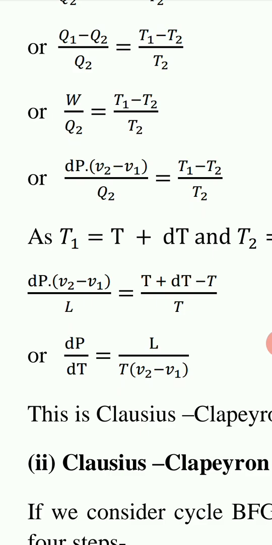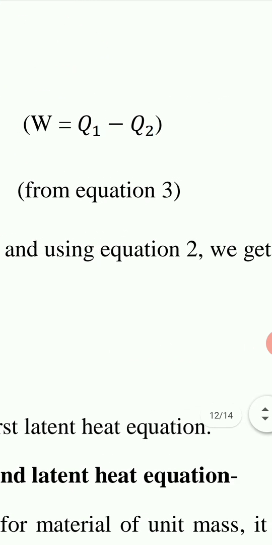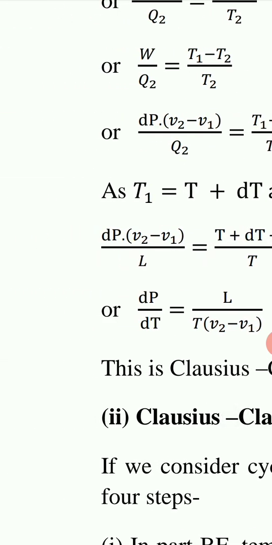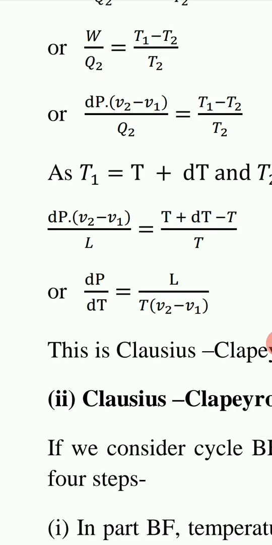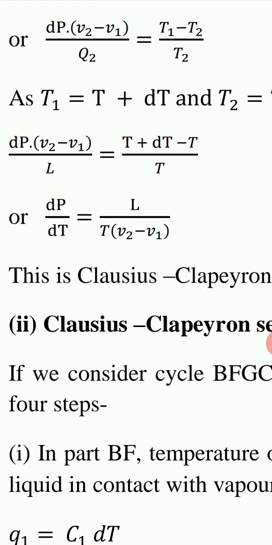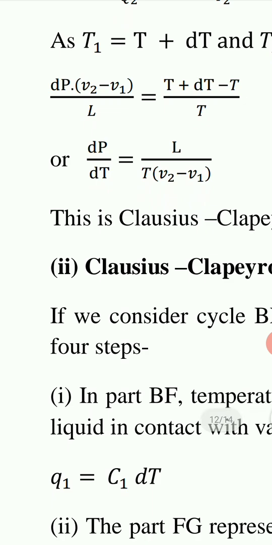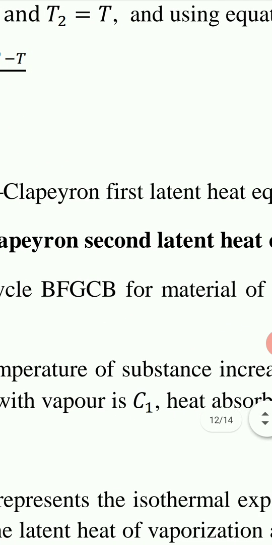Now temperature T1 is T plus dt and temperature T2 is T, and also we have Q2 equal to L. If we substitute all these values in this equation, we have dP into V2 minus V1 upon L. Here we substitute Q2 equal to L, latent heat, equal to T plus dt minus T. We substitute T plus dt for T1 and T for T2, and upon T, since T2 is equal to T. Then this equation becomes dP upon dt equal to L upon T into V2 minus V1, which is Clausius Clapeyron first latent heat equation.